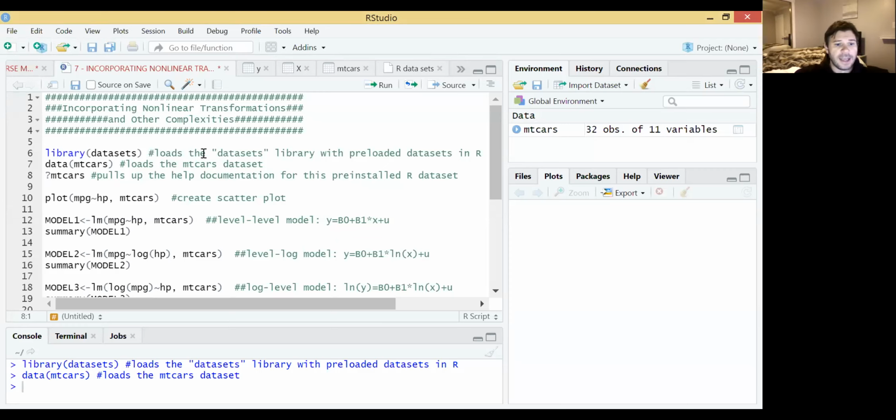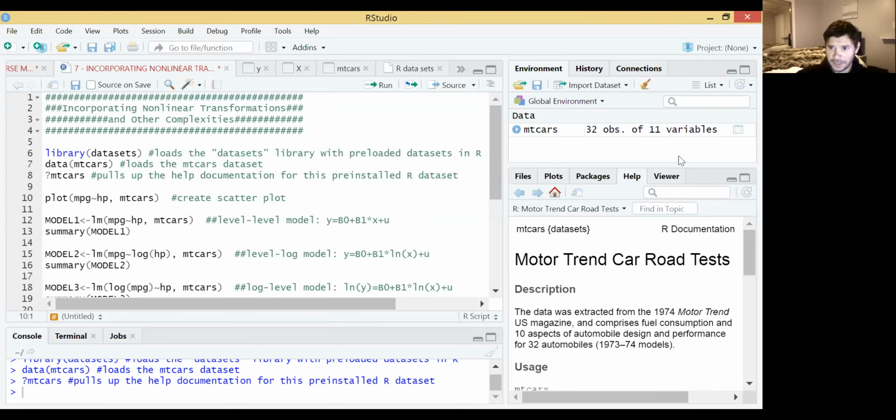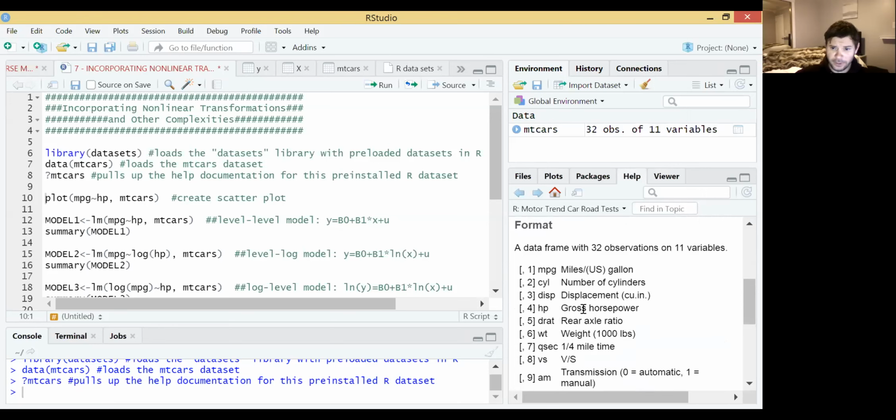again. And as usual, if you want to look at the details of the preloaded or pre-installed data sets in R, you just throw a question mark in front of the name of that data set, and the help documentation will show in the bottom right panel here in RStudio. And again, this is going to be useful for us when we're talking about how to interpret the regression parameters that we estimate, given that we need to know a little bit more information about the units of measurement here.